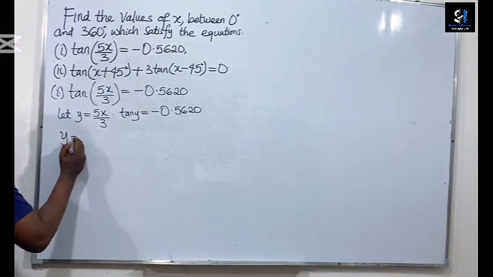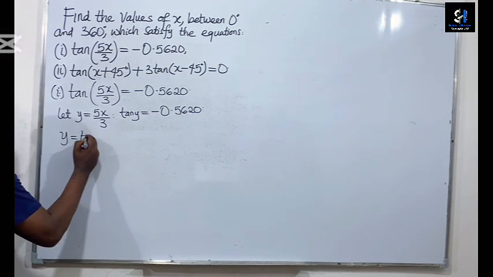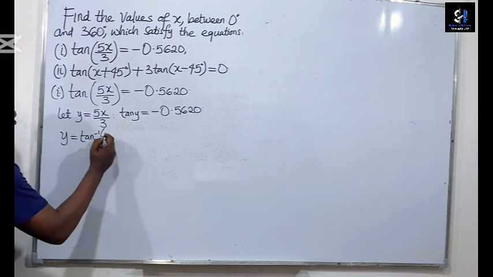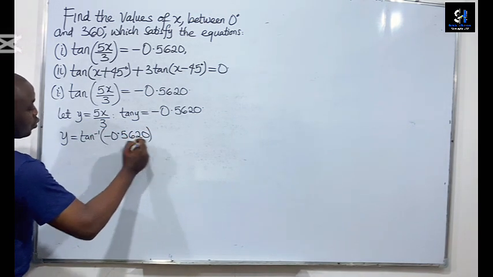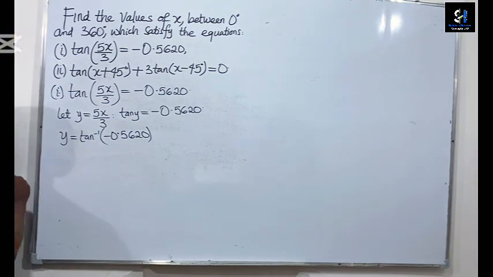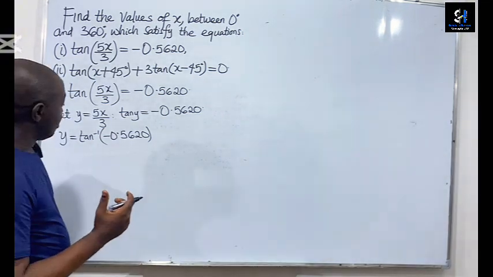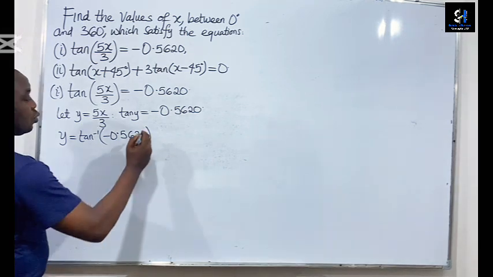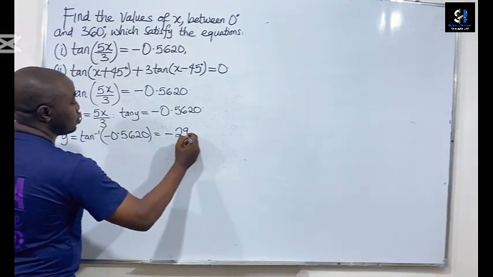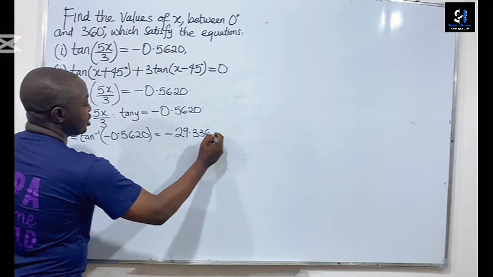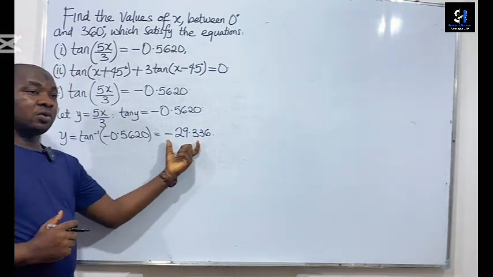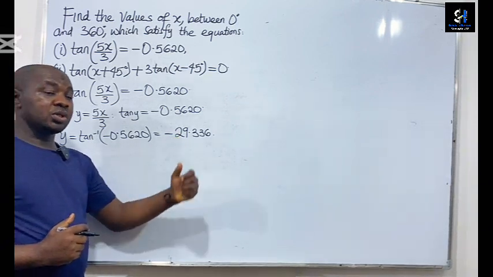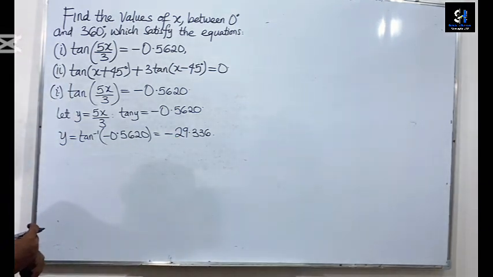Okay, now to get y, I'm going to use the inverse tan function. So y will be equal to inverse tan of minus 0.5620. The inverse tan of minus 0.5620 is minus 29.336, because when I did the calculation, this was what I got.